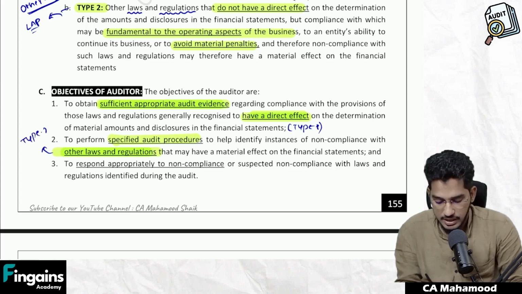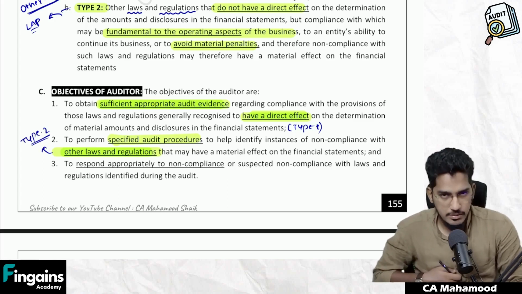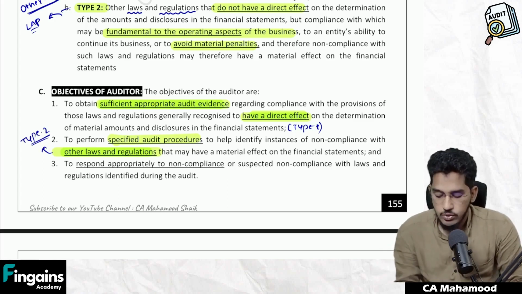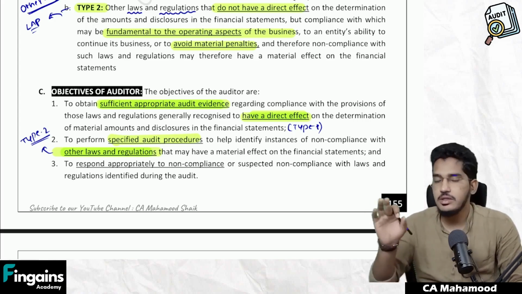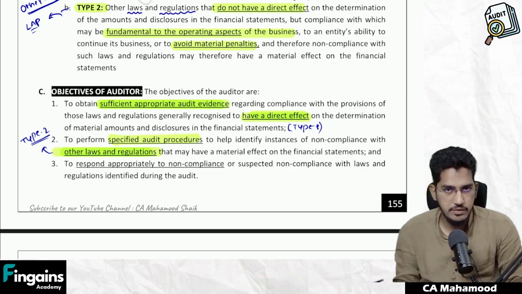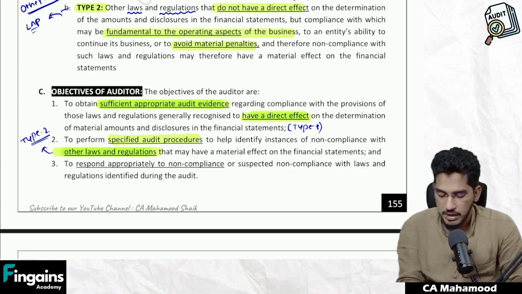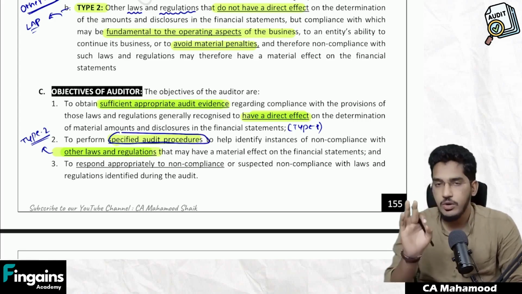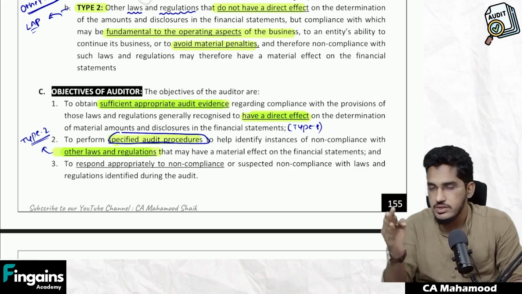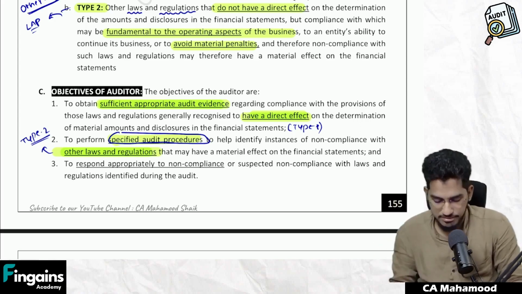Other laws and regulations means Type 2 laws and regulations that may have a material effect on the financial statements. Nothing but when it comes to Type 1, you need to obtain sufficient and appropriate audit evidence. When it comes to Type 2, they are not asking you to perform in-depth audit procedures and try to obtain sufficient and appropriate audit evidence. They are only asking you to perform some specified audit procedures. That means they will tell you some limited audit procedures, and if you perform those, that will be more than enough.